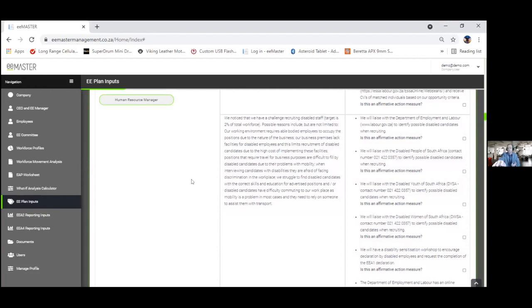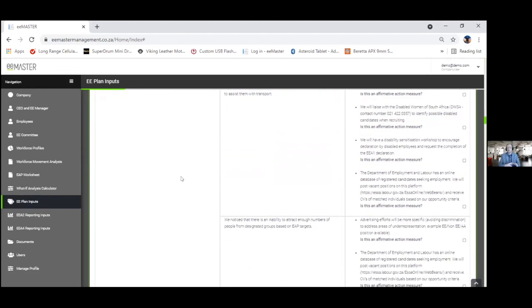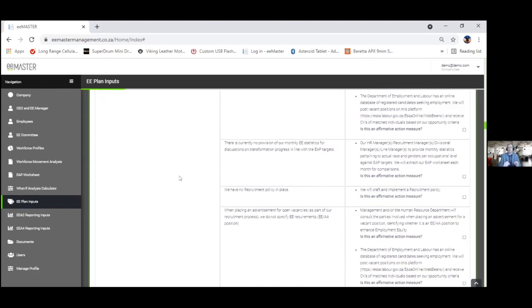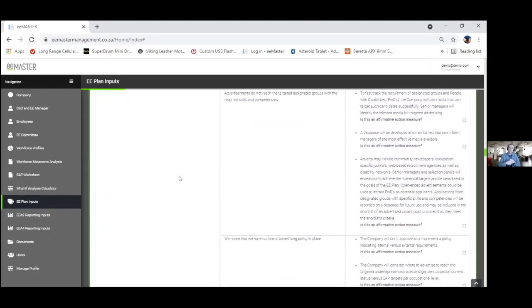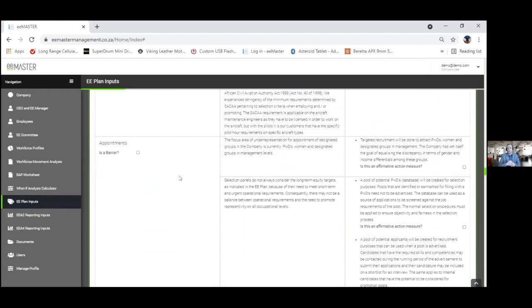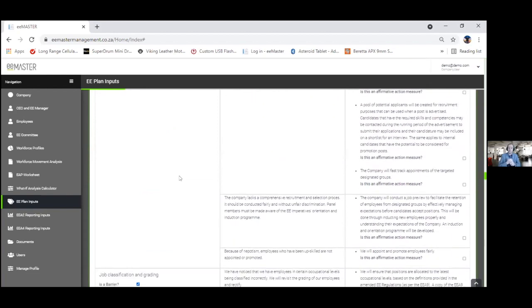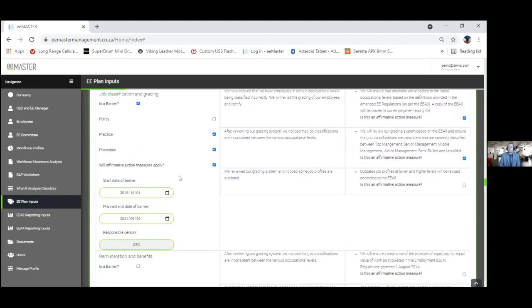I mean, Barry, if you scroll down a little bit, you will see in the online portal we utilize, there are hundreds and hundreds of possible barriers, not only pertaining to the disabled, but for each and every barrier, we have a solution and or an affirmative action measure. Okay, so that I just wanted to elaborate on the qualitative analysis.